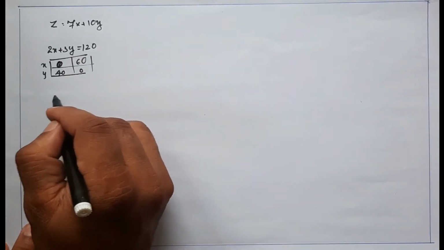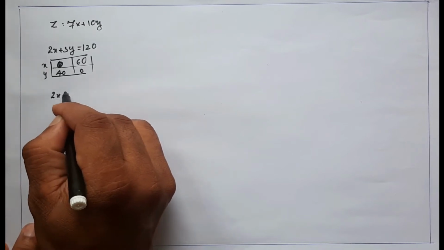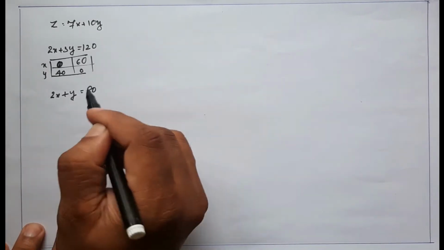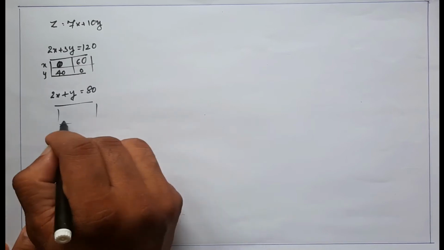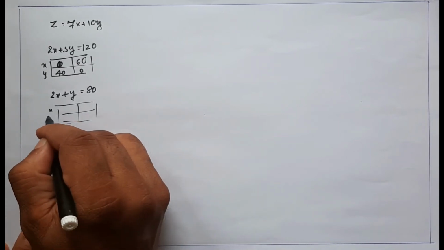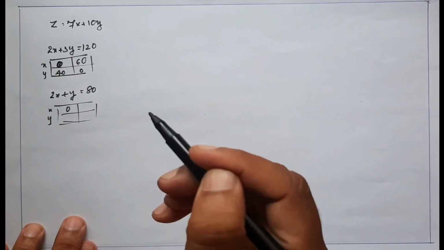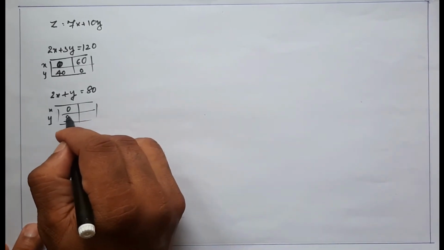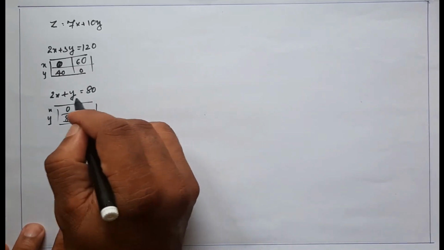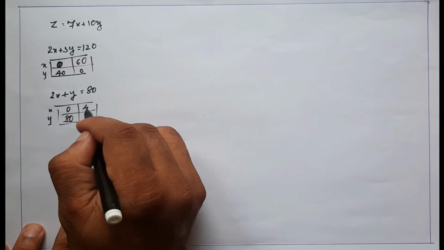Now the second equation is 2x plus y is equal to 80. Also we take x and y. First of all we put x is equal to 0, y is equal to, we get answer 80. Y equal to 0, x is equal to, we get answer 80 by 2, 40.